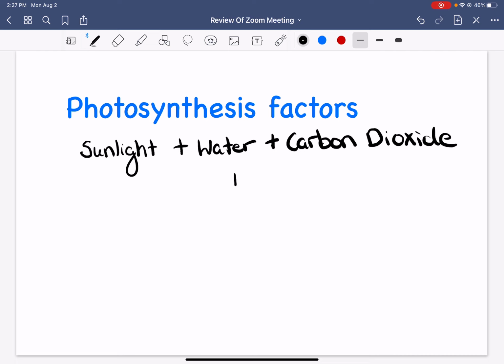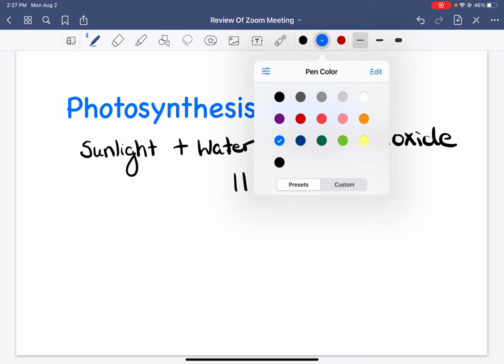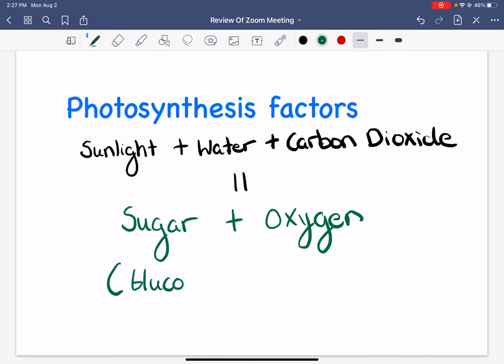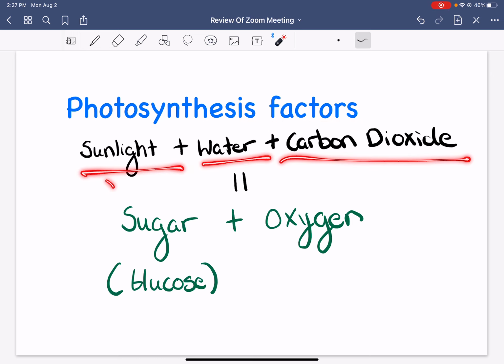And what do we end up making? We end up making sugar and oxygen. What's another word for sugar? Another word for sugar is glucose. Right? So photosynthesis factors: sunlight, water, and carbon dioxide. We make sugar and oxygen. Glucose. These are the things we make.